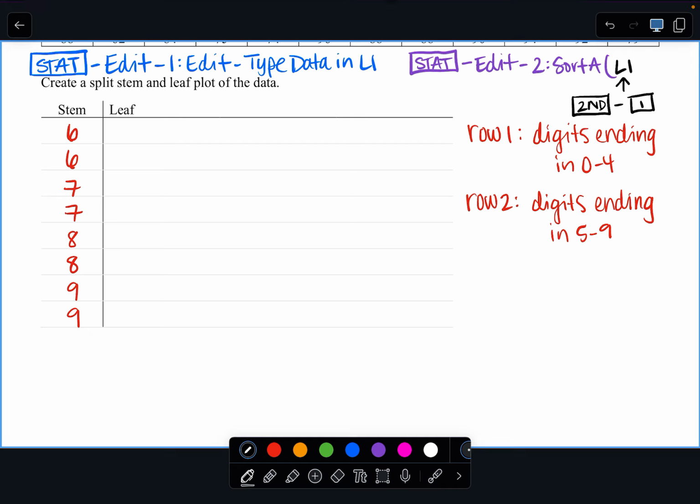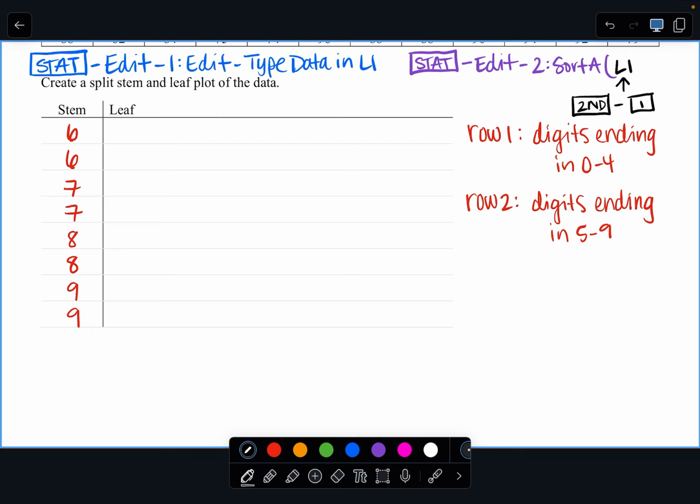I'm going to open my calculator just so you can kind of see what I'm talking about. Let's flip it over. Is it going to log in? Okay, you should have your data.